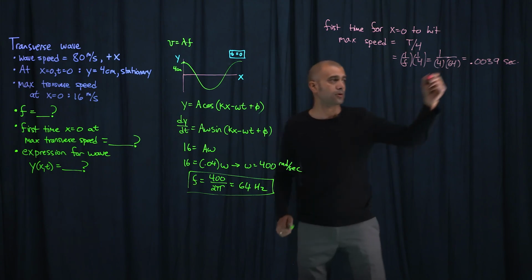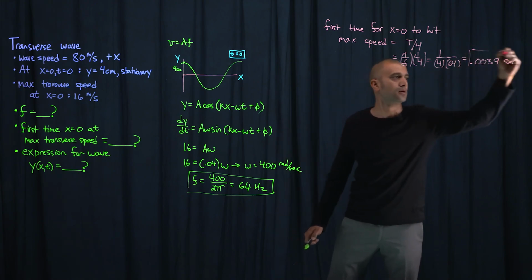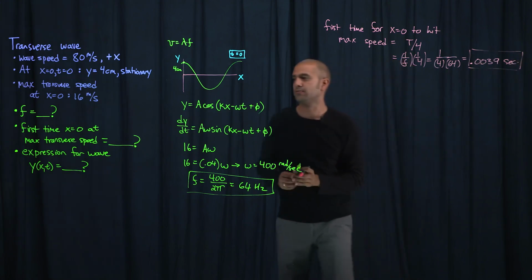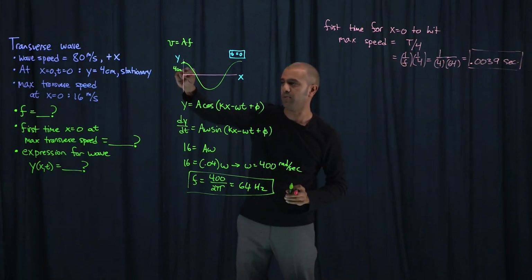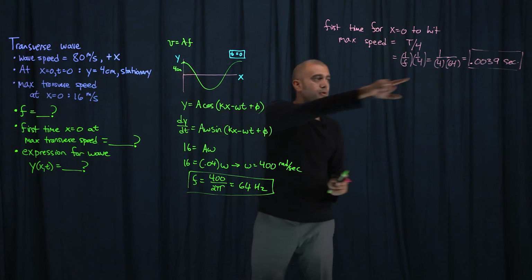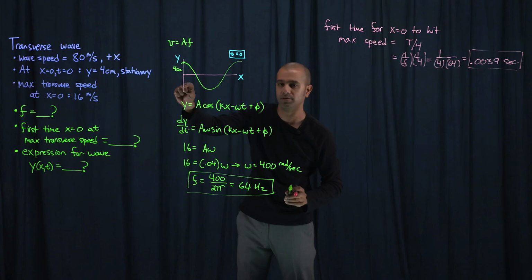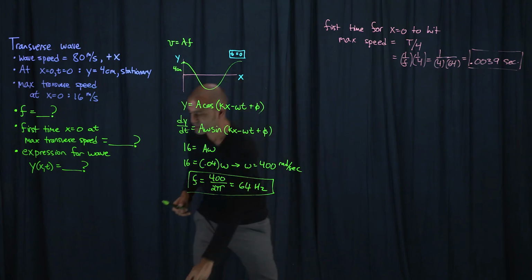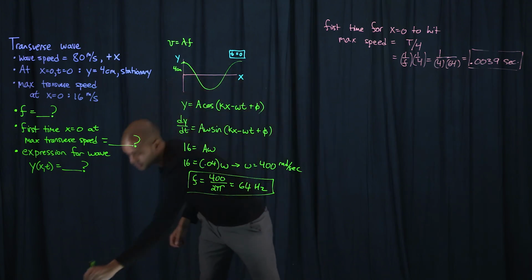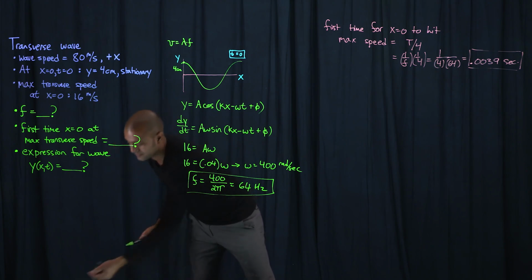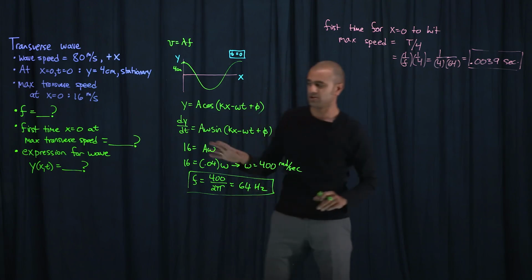Okay, so that's the second part of the question. So that's how long it takes for this guy to go from here to here. At that point, it'll max out its speed, and then it'll take another 0.0039 seconds to get to the bottom where it'll stop again and turn around. Now, the last part of the question asks us to find a general expression for the wave.